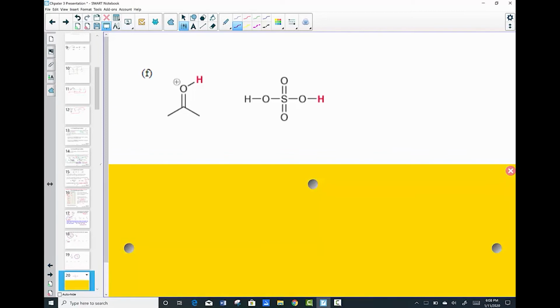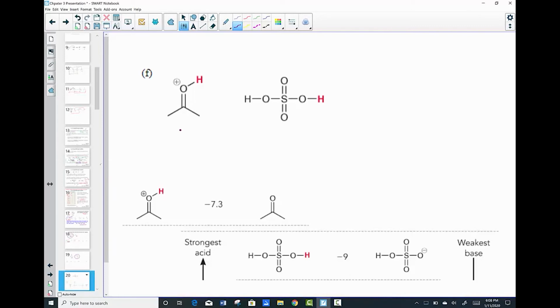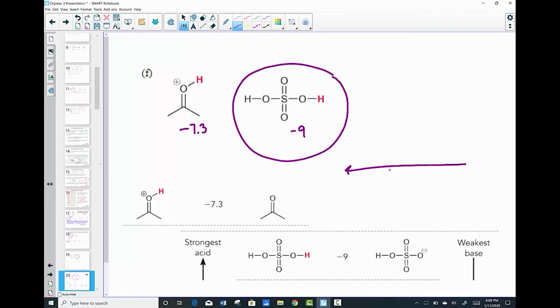Are you ready? I found negative 7.3 and I found negative 9 on the pKa chart, respectively. The stronger the acid, the smaller the number. Remember, negative numbers on the number line get smaller as you proceed down, right? So negative 9 is a smaller number than negative 7.3. Cool, we're doing it. Super proud of you.